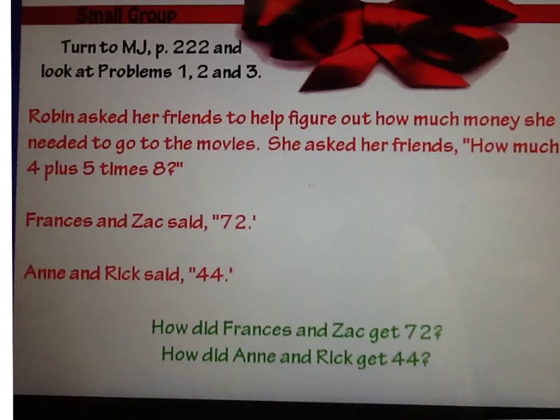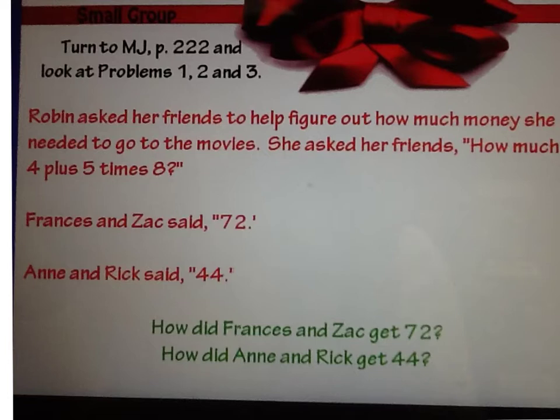All right, in your math journal on page 222, there's a problem, and it says Robin asked her friends to figure out how much money she needed to go to the movies. She asked her friends, how much is 4 plus 5 times 8? Well, Francis and Zach yelled out 72, and Ann and Rick yelled 44. How did Francis and Zach get 72? How did Ann and Rick get the answer of 44?